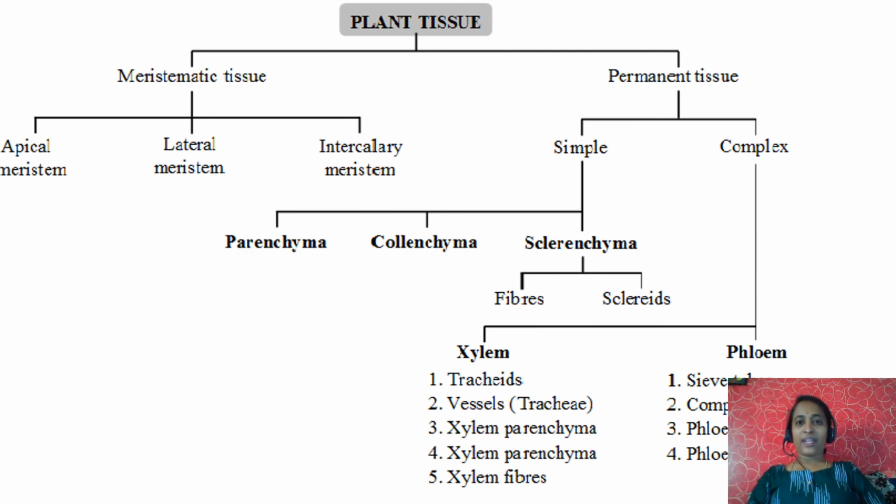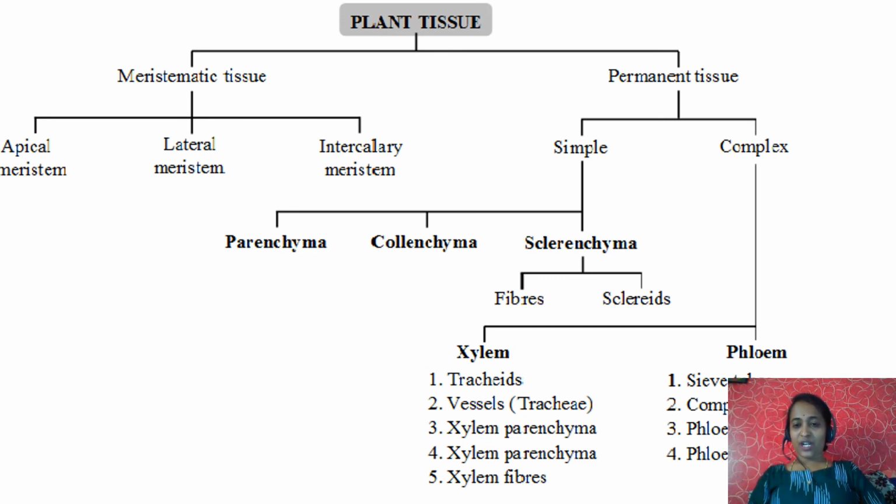Simple permanent tissue is again classified into two types. Here, simple permanent tissue is made by only one type of cell, that is parenchyma, collenchyma and sclerenchyma. Complex permanent tissue is made by more than one type of cell. Again, it is classified into two types, xylem and phloem. Xylem is made up of tracheids, xylem vessels, xylem parenchyma and xylem fibers. Xylem parenchyma I have written twice, but it is only one. Phloem is made up of sieve tubes, companion cells, phloem fibers and phloem parenchyma.